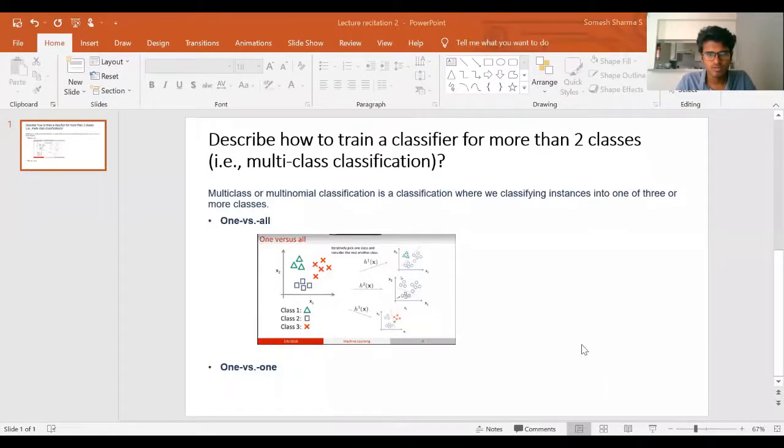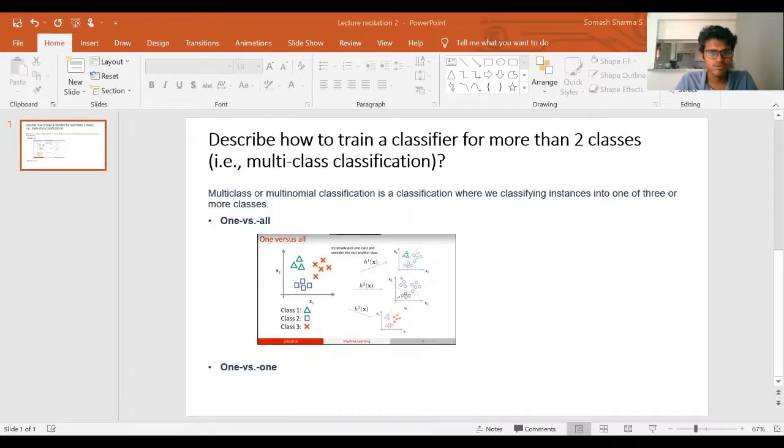So let me go into the questions. Before that, I'd like to share my screen. I hope my screen is visible. This is the first question. The question is: describe how to train a classifier for more than two classes. This is basically multi-class classification.